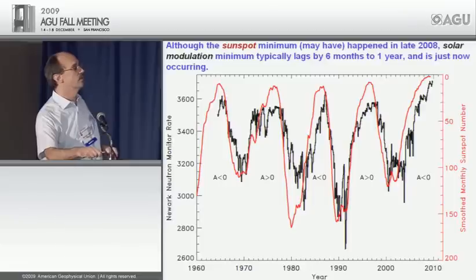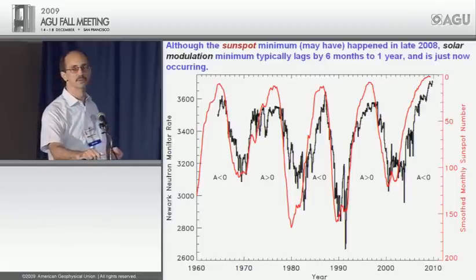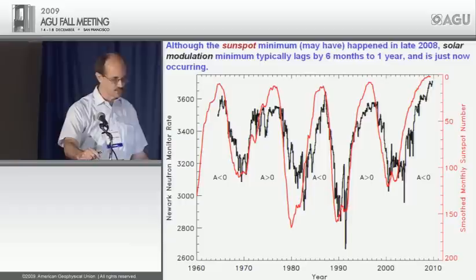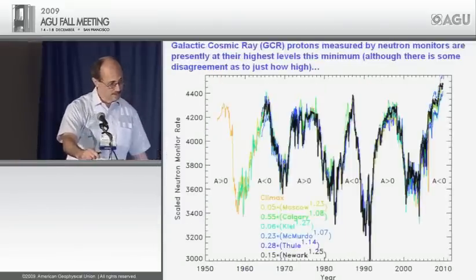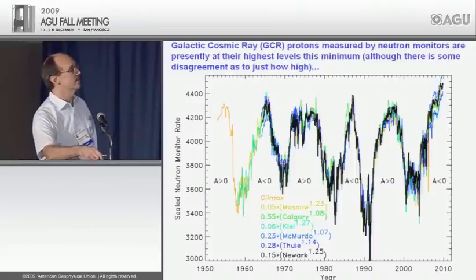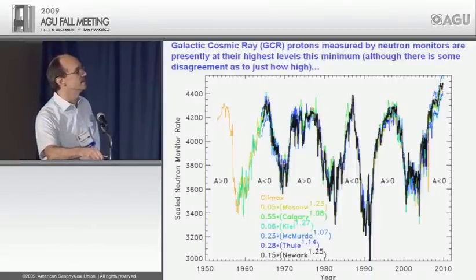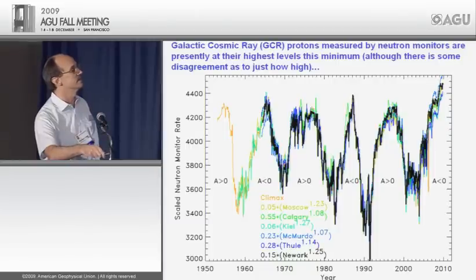Now, I'm showing the Newark neutron monitor here just because that happened to be the one I use, but of course there's many other neutron monitors to choose from. Not as many as there used to be, unfortunately, but still quite a few. And if you compare them, here's just a sample of some of them scaled as power laws and laid on top of each other. Some of them actually go back further in time than Newark does, and you see the last part of this A negative cycle here and part of the A positive.